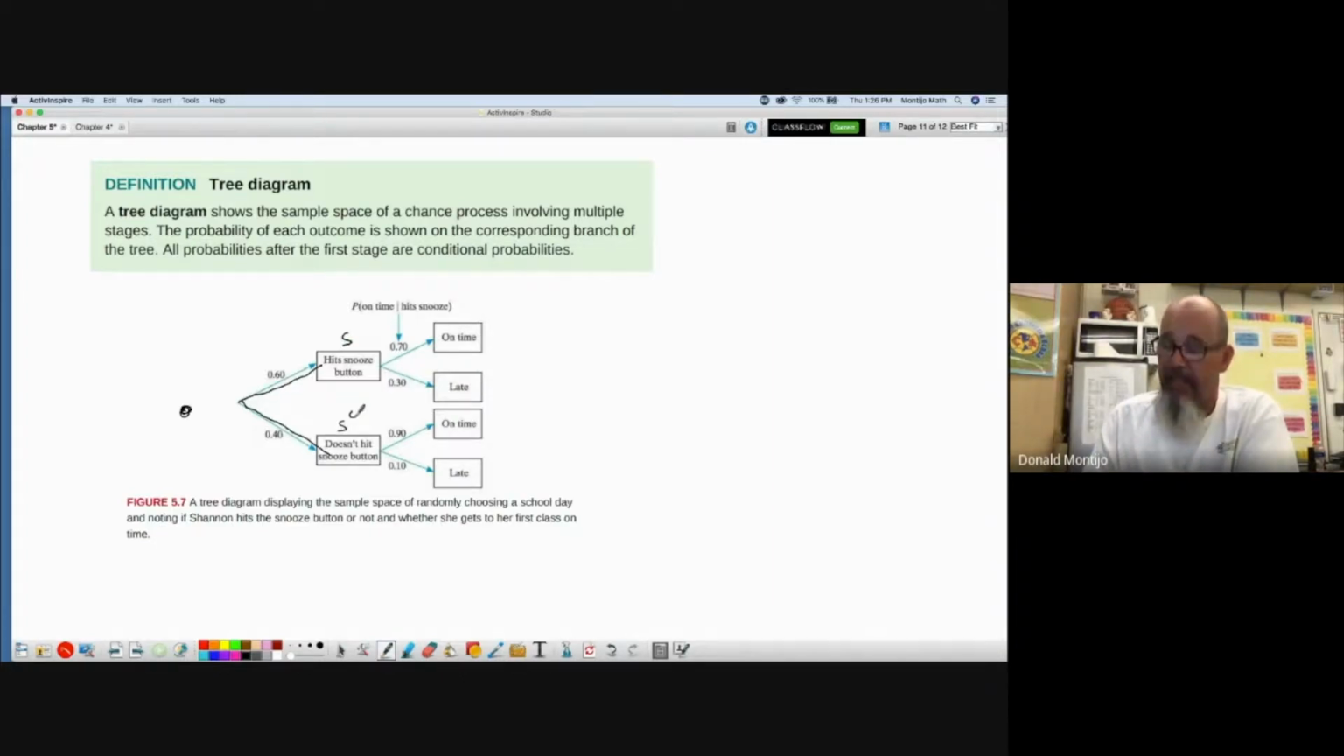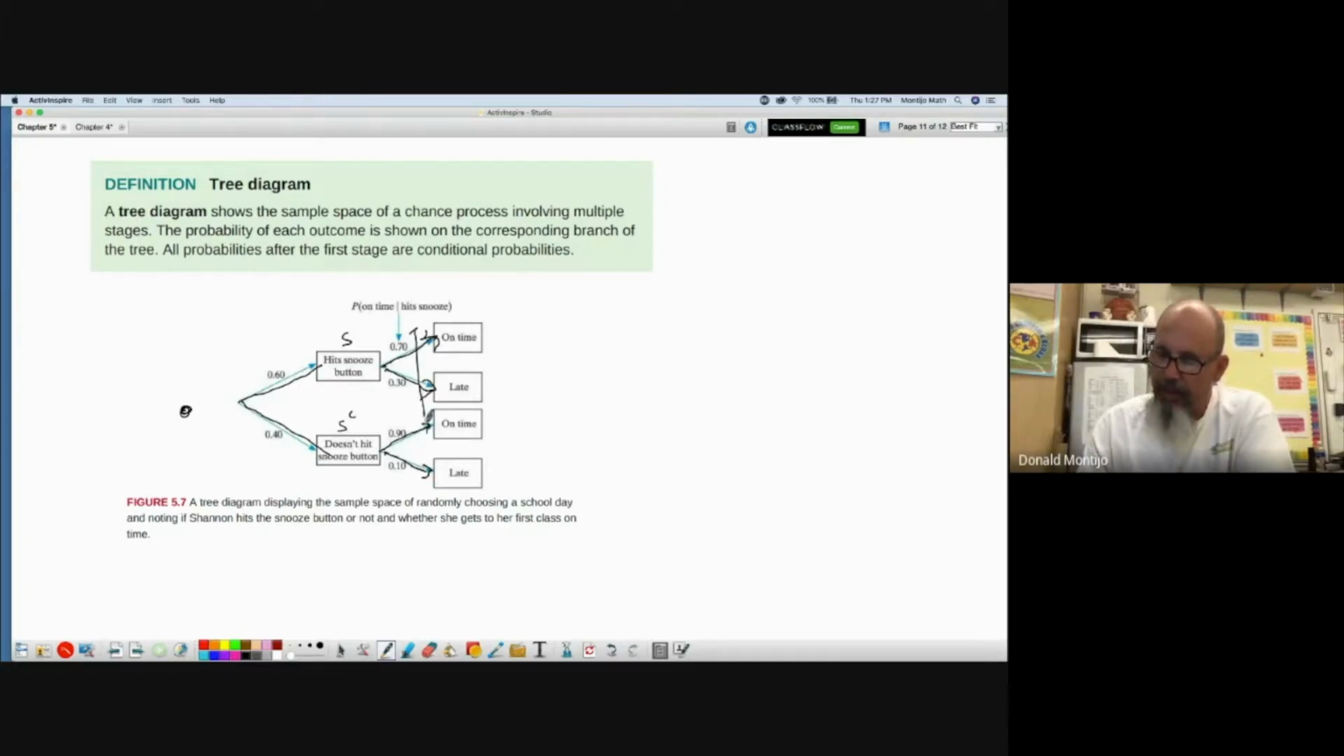Okay. Now, given that you hit the snooze button, 70% of the time you will make it to school on time. 30% of the time you hit the snooze button, you don't make it on time. Okay. What if you don't hit the snooze button? Well, then you make it to school on time 90% of the time. Therefore, 10% of the time you're late, even when you don't hit the snooze button.